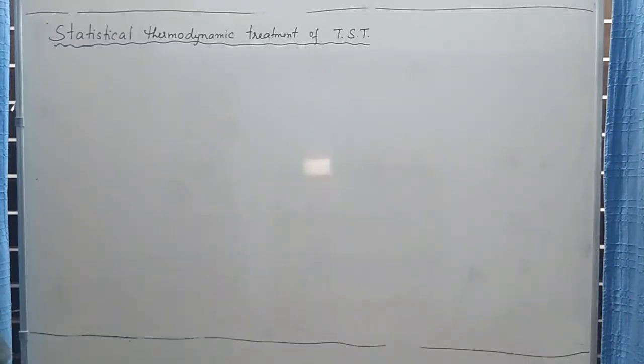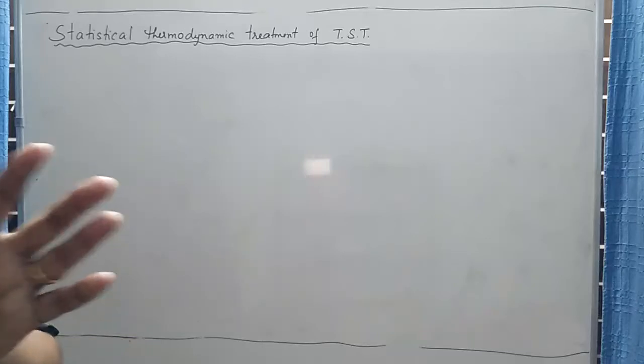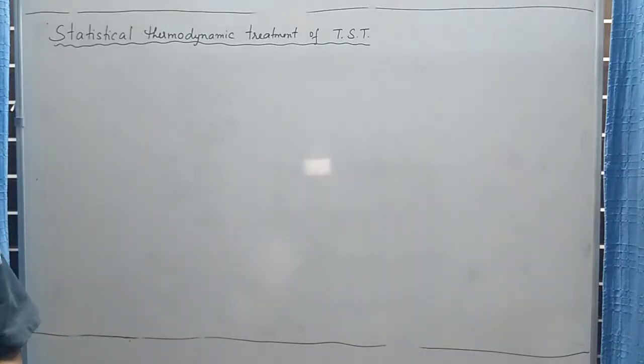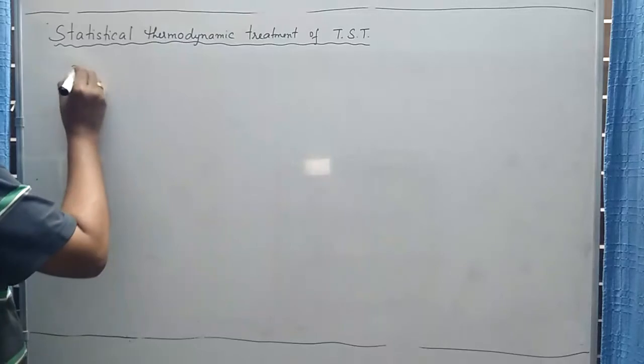I advise you to go through the previous two videos about the transition state and activated complex, and the video where I discussed the postulates of transition state theory. Today we will discuss the statistical thermodynamic treatment, and at the end of the video I'll give a brief introduction to the classical thermodynamic treatment, which will be part of my discussion in the next video. So let us consider a bimolecular reaction.